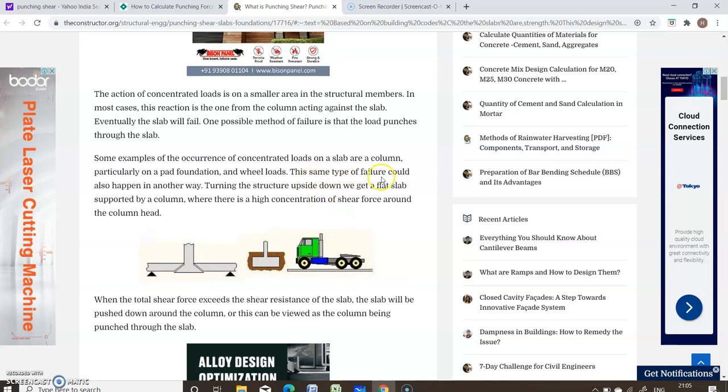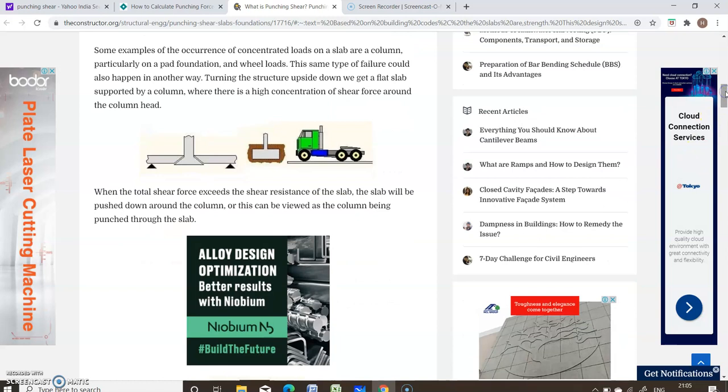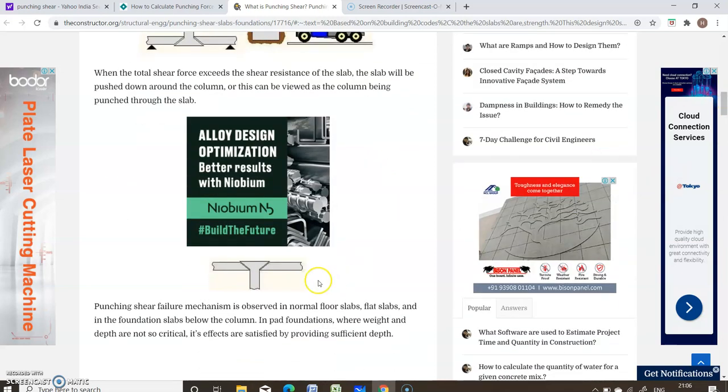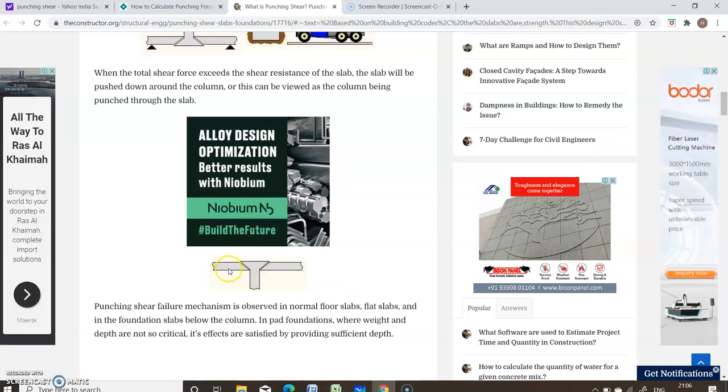This same type of failure could also happen in another way, that is, by turning the structure upside down. That is, if a column is supporting a slab, we get a flat slab supported by a column where there is a high concentration of shear force around the column head. When the total shear force exceeds the shear resistance of the slab, it will be pushed down around the column, or this can be viewed as the column being punched through the slab.